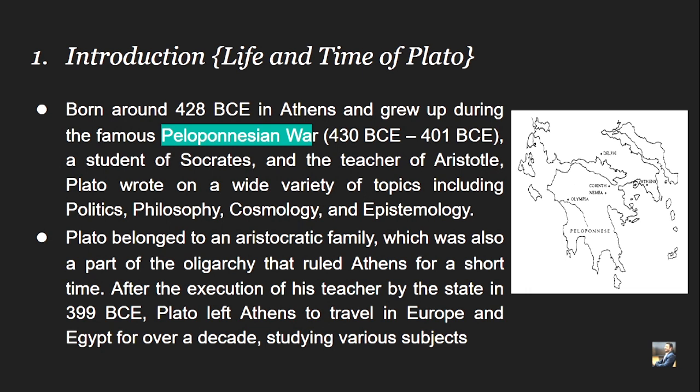After the execution of his teacher by the state in 399 BC, Plato left Athens to travel in Europe and Egypt for over a decade, studying various subjects. As we have seen in lecture number 2 on Socrates, Socrates was made to drink hemlock and accept death by the same aristocratic oligarchic ruling class to which Plato belonged. After coming to realize the true evil nature of that aristocratic ruling class, Plato decided to leave Athens and travel in Europe and Egypt over a decade, studying various subjects.